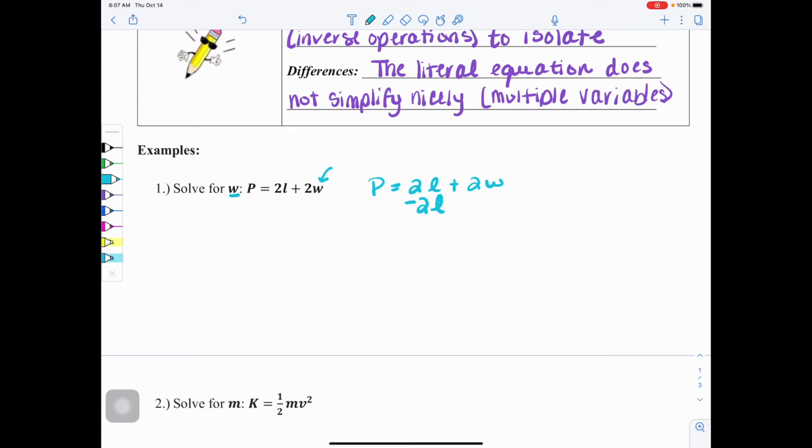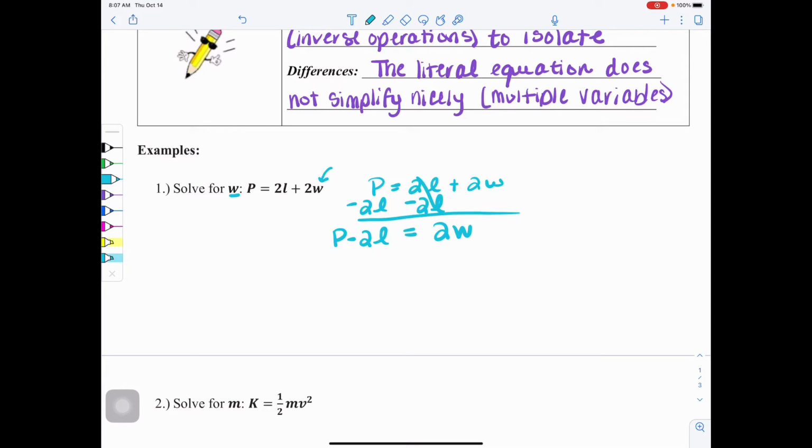So we know using our properties, if I'm going to do something to one side, I need to do the same thing to the other to keep it in balance. So if I subtract 2L from this side, I also need to subtract 2L from this side. Now, when we do this, the two L's are going to be eliminated. But on the left-hand side, I'm going to have P minus 2L because they are not like terms. I cannot combine them. They just have to stay like that. And on this side, I have 2W.